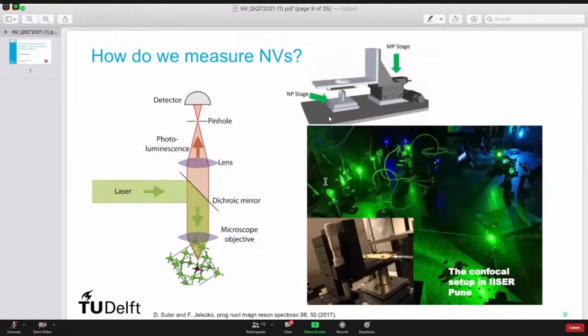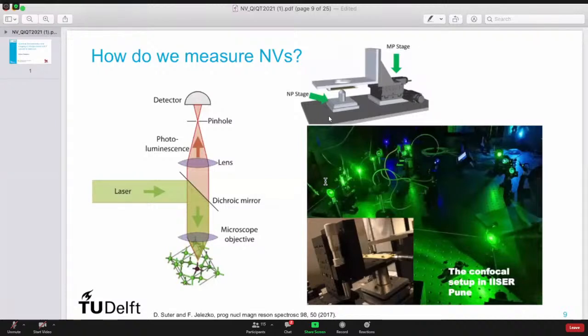Now, how to measure the NV centers? So the most common technique is by using a confocal microscope, where generally a laser is used to excite the NV. The laser passes through a microscope objective. It focuses onto the diamond sample, and then the fluorescence is collected back by the microscope objective. It passes through a lens, and then it is focused at the pinhole.